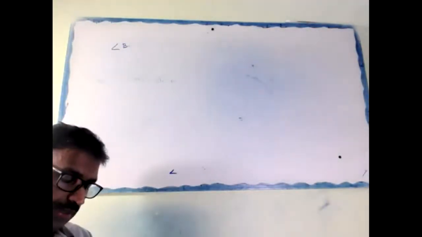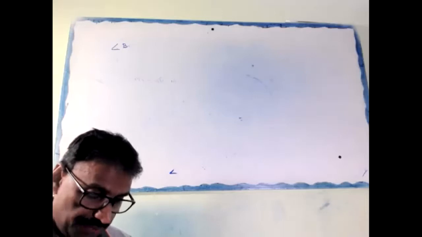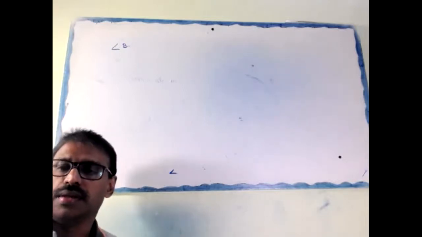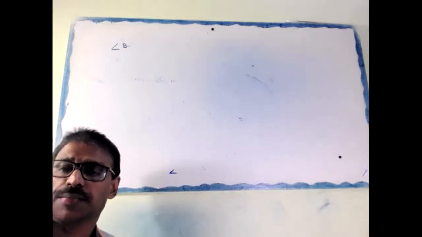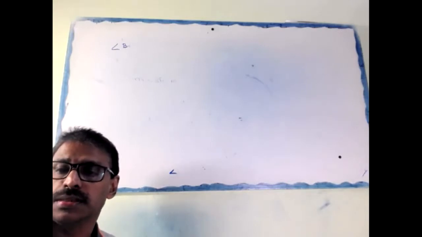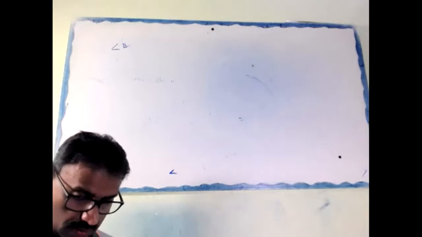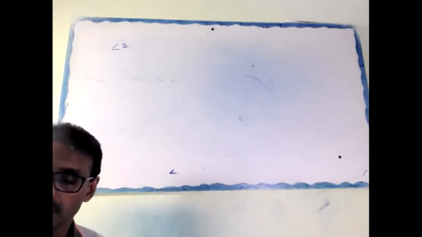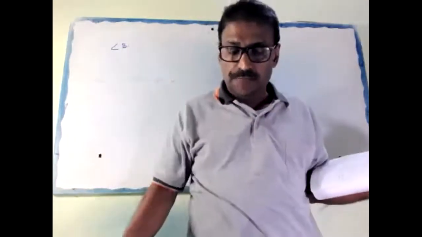Okay. So write the question. Question number one. You have 10 minutes after writing the questions. If the non-parallel sides of a trapezium are equal, then it is a cyclic quadrilateral.